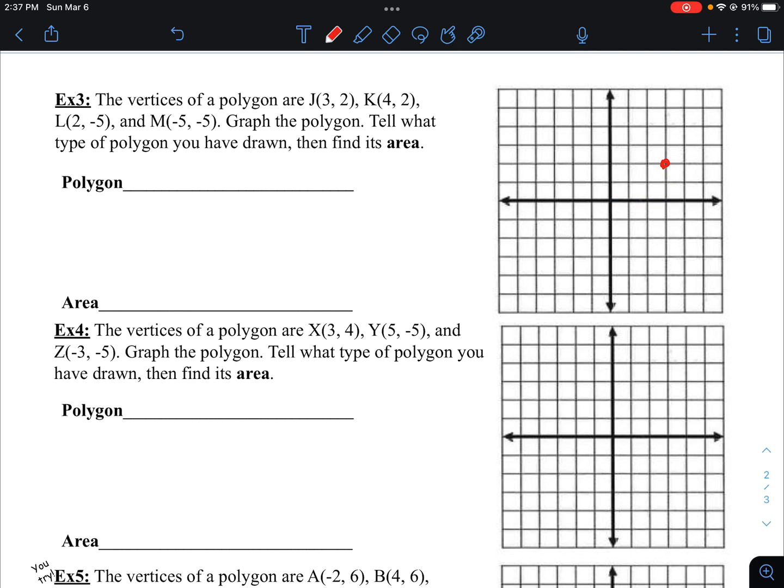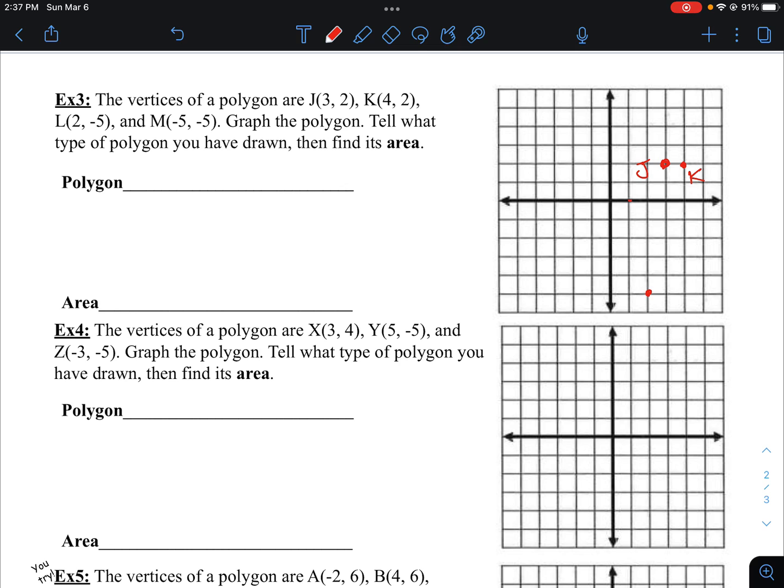That is J. Then K, 4 and 2. And then L, 2 and -5. 1, 2, 3, 4, 5. And M, -5. 1, 2, 3, 4.